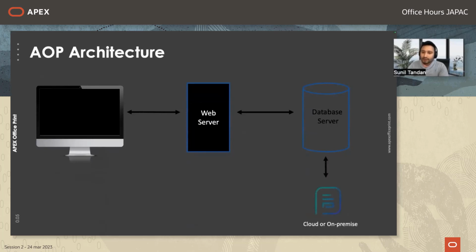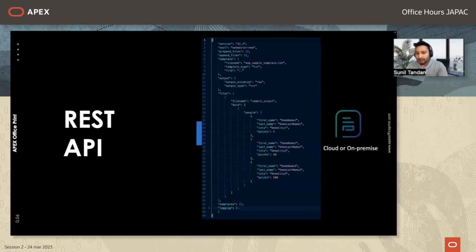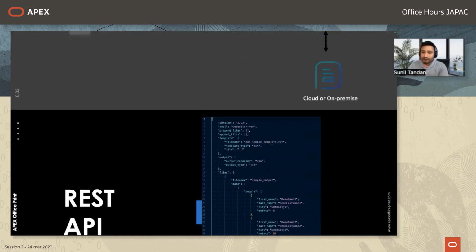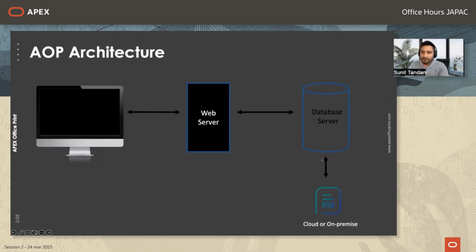An extra component that comes into play is the cloud or on-premise version of Apex Office Print. So the database server will be communicating with our software, so with AOP. AOP actually is a RESTful service. So as we saw here on the architecture, it's the database server that is communicating, right? So the communication happens in REST API.